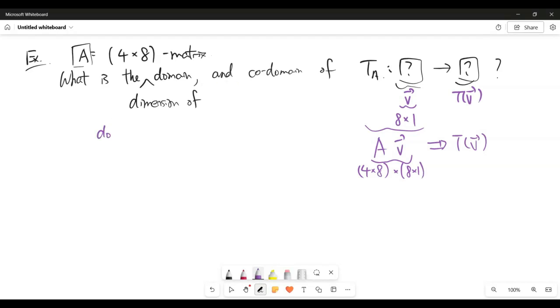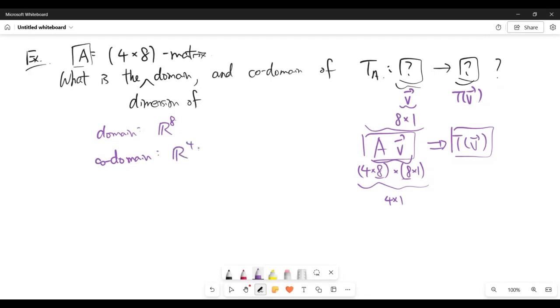And it means that the domain must be 8-dimensional. Yeah. And then after the matrix multiplication, we'll get to the codomain. So what is the dimension of this vector? Please take a look at the matrix product. The matrix product will give a 4 by 1 vector. Essentially, it means that the codomain must be R4, right?